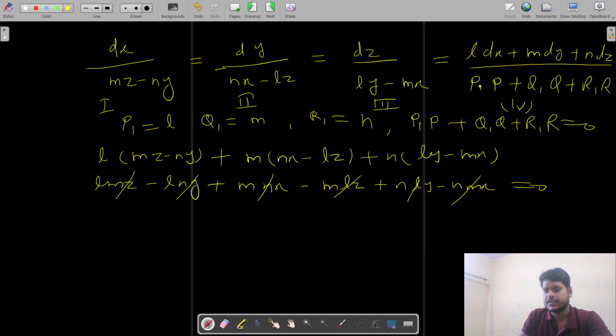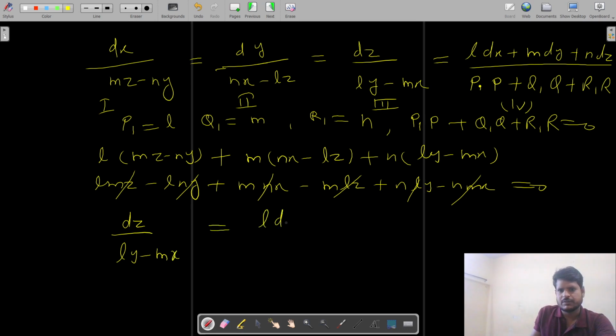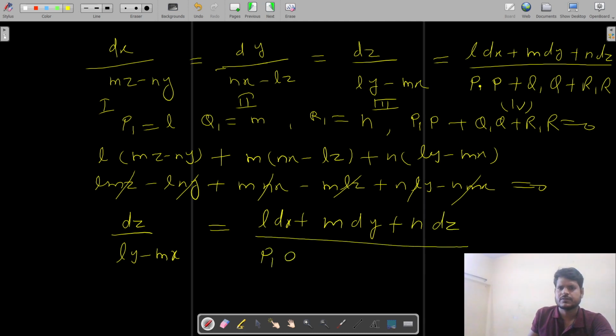Right? Now in this case I am taking here first and third. You can take with any one, right? So I am taking here third and fourth. That is dz upon ly minus mx equals l dx plus m dy plus n dz upon P1P plus Q1Q plus R1R.